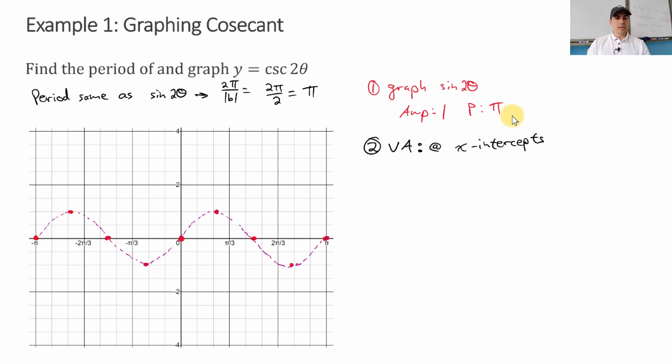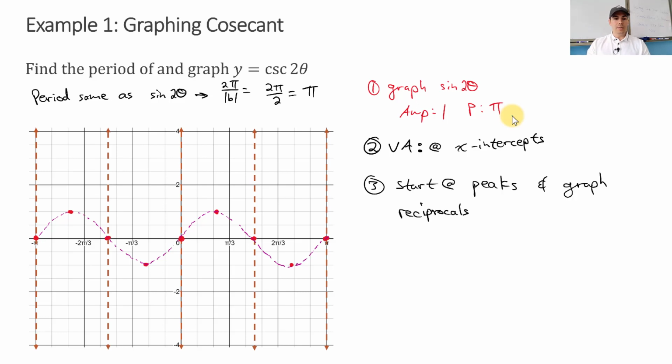Now, second thing, we're going to place our vertical asymptotes at our x-intercepts. So wherever I have an x-intercept here, I'm going to place a vertical asymptote. And then we can start at the peaks and graph our reciprocals going off in the other direction. So just looking at this period right here, we're going to start right here.